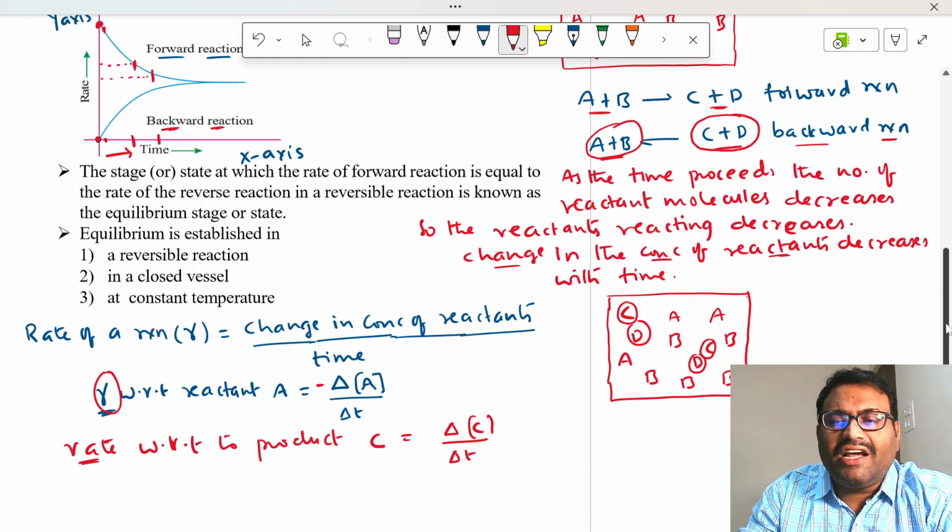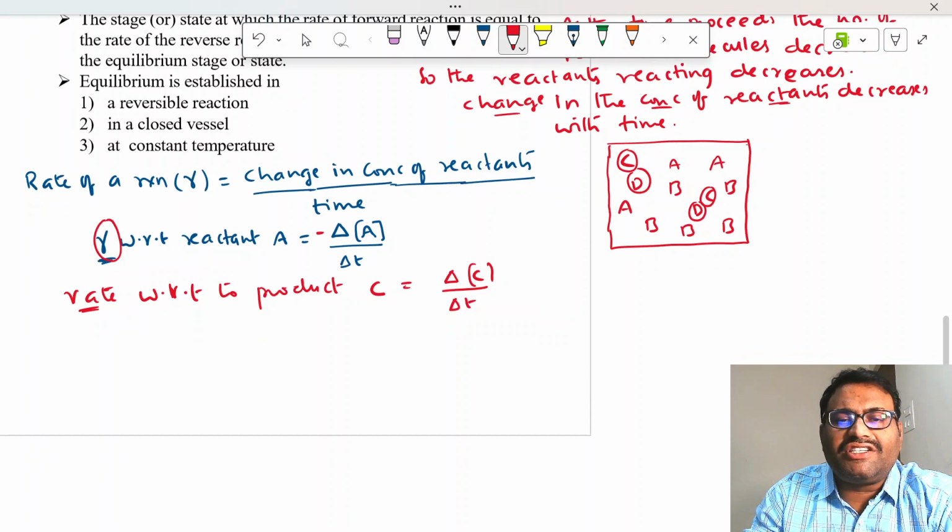So here there is a change in the concentration of reactants with the time and a change in the concentration of the products with the time. This change in the concentration of reactants is called rate. Change in the concentration of the products is called again rate.